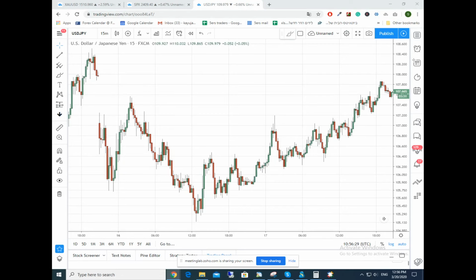And I'll show you some examples of a Quasimodo pattern that occurred in the past and how it works, and we'll see maybe one or two situations that are still valid to trade. So I'll start with the explanation about the Quasimodo pattern.